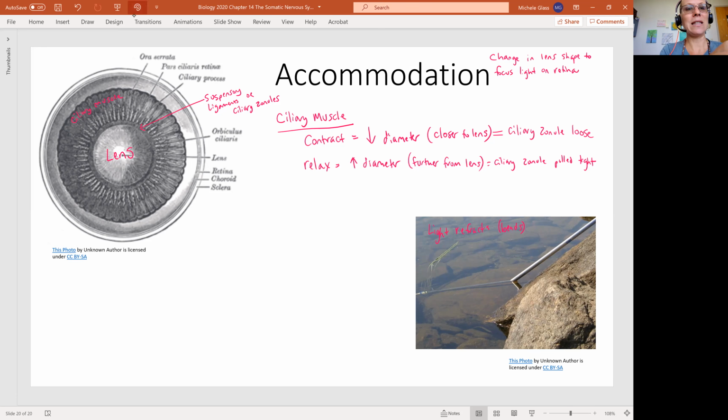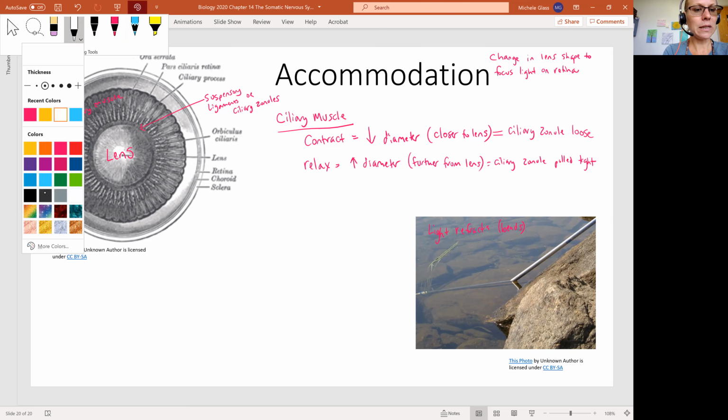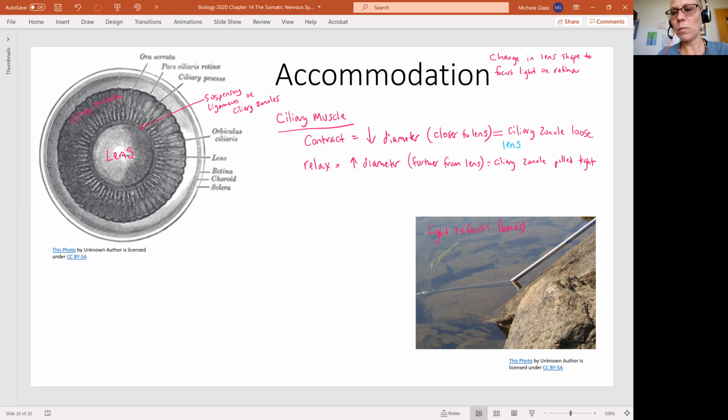And what we're going to see in this case is that the lens will be thick. The lens is thick. So there's not much pull on the lens. So the lens can be nice and wide, nice and thick, right? Got it? Okay.